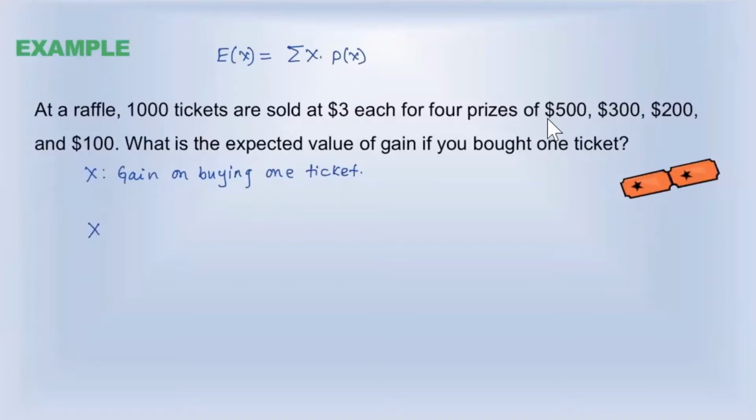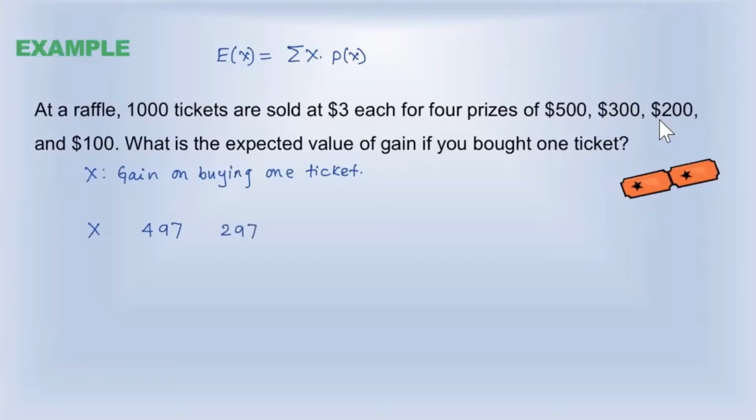Please work with me here. Suppose you get a $500 prize, what is your gain? If you win a $500 prize, what is your gain? You already spent $3 on the ticket. So what will be your gain? $497. Very good. If you win a $300 prize, what is your gain? Please unmute yourself when you talk. 297. There we go. Look at that. It's not that difficult.